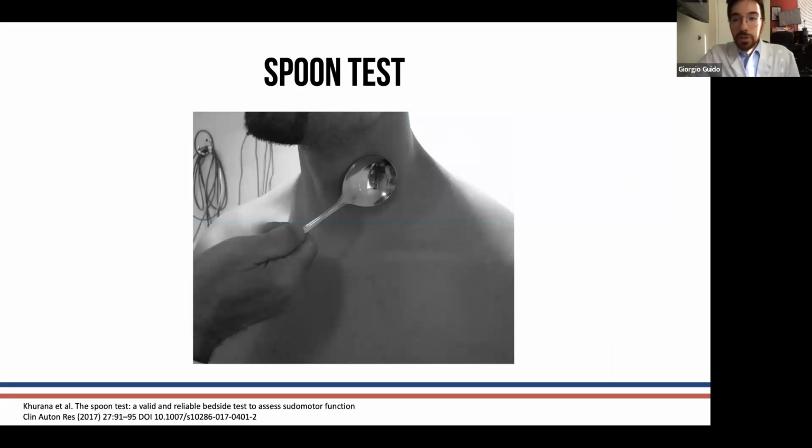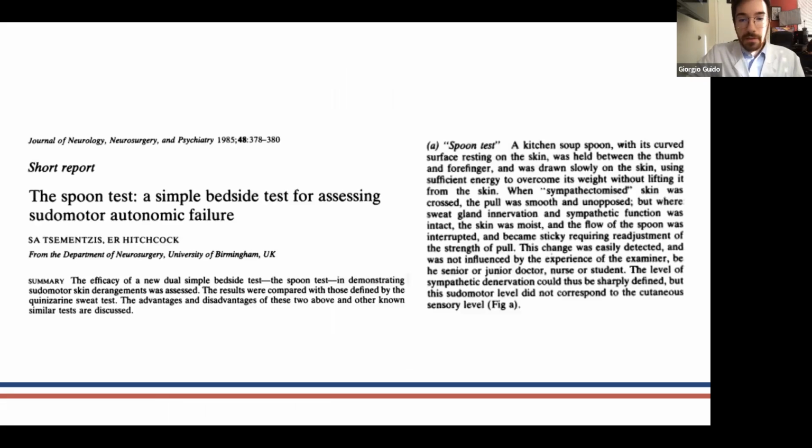The spoon test is a useful bedside test that we can use to assess sweating in patients. The room must actually be pretty hot, but the way it is approached is that we use a spoon on the convex side, and we move it on the skin of the patient. If there is anhidrosis, the spoon will quickly go without friction. But if there is some sweating, then the spoon will encounter some friction. And this is the paper that presented the spoon test.